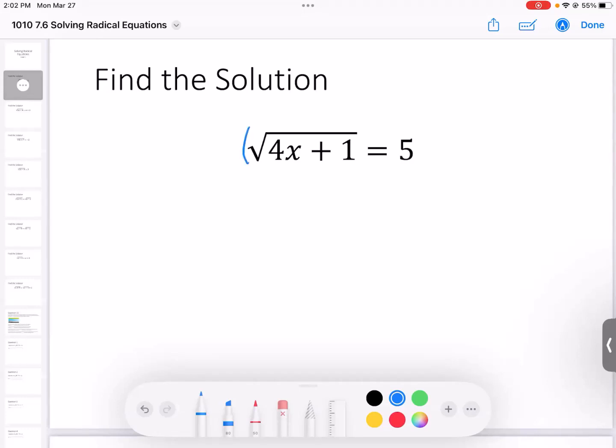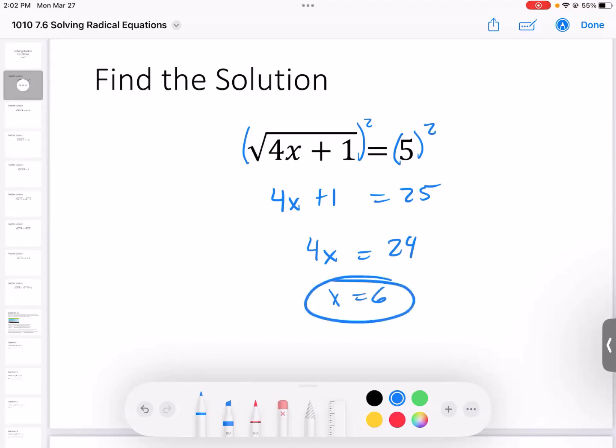Perfect. All right, so we're gonna square both sides because squaring and square roots are inverses of each other, so they'll undo each other. So when we square root the left-hand side, we get 4x plus 1. And then when we square the right-hand side, we get 25. Then you just solve it like a normal equation. So you'd say, okay, I need to subtract 1 from both sides, which gives me 4x equals 24. Divide both sides by 4, and that gives you that x equals 6.